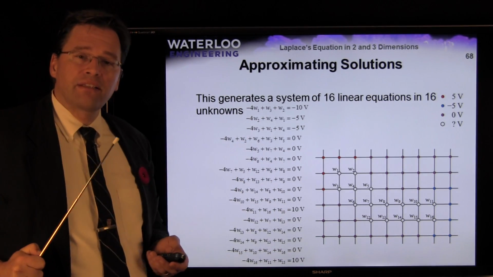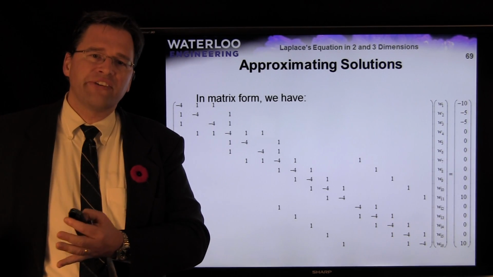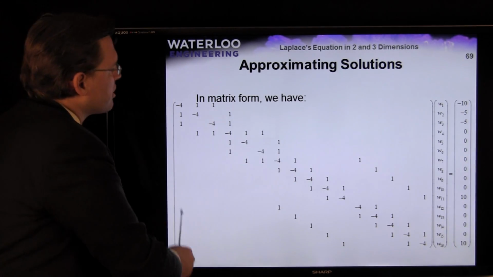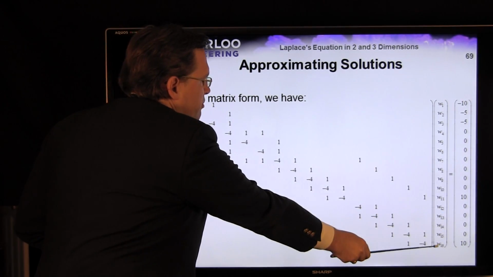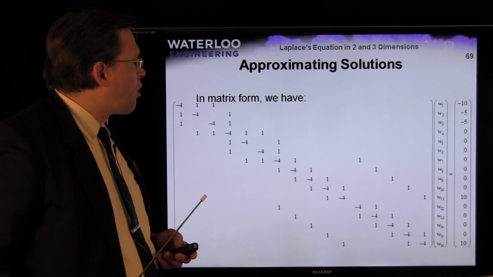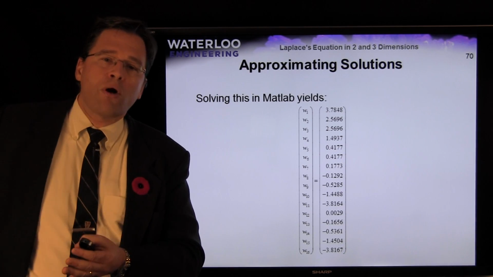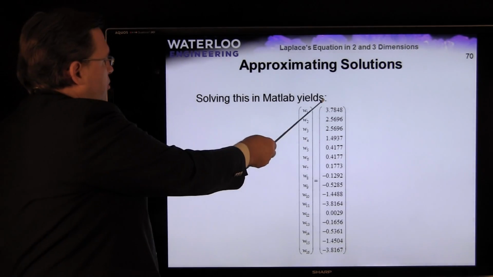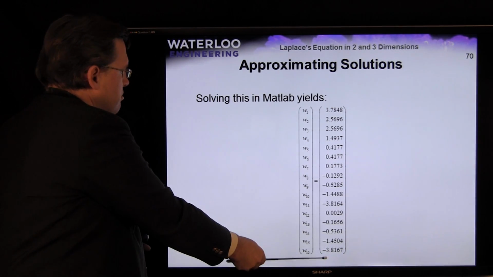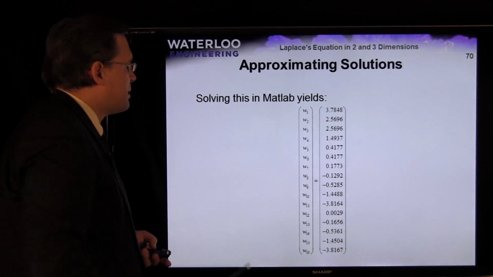Given that set of equations, we're now going to create a system of linear equations, a matrix and a vector. Here's our matrix, here's our vector of unknown W values, and here is our right-hand vector. We have to solve for the unknowns. Well, in this case, if you were to type all of this into Matlab, you would get the following values: 3.7848, a couple of values close to 0, and everything here seems to be negative.